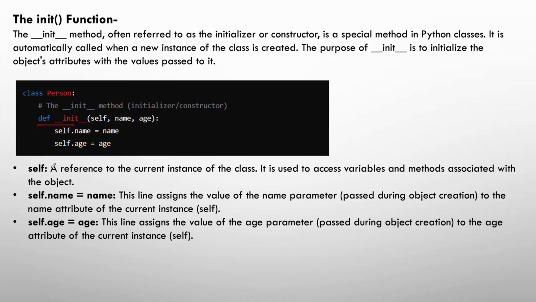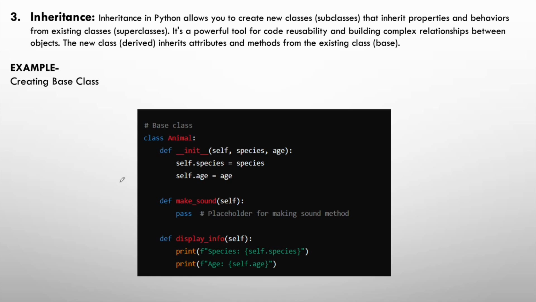There's 3 components, namely self, self.name, and self.age. Self is a reference to the current instance of the class. It's used to access variables and methods associated with the object. The line self.name = name assigns the value of the name parameter to the name attribute of the current instance, which is self. Similarly, self.age = age assigns the value of the age parameter to the age attribute of the current instance.